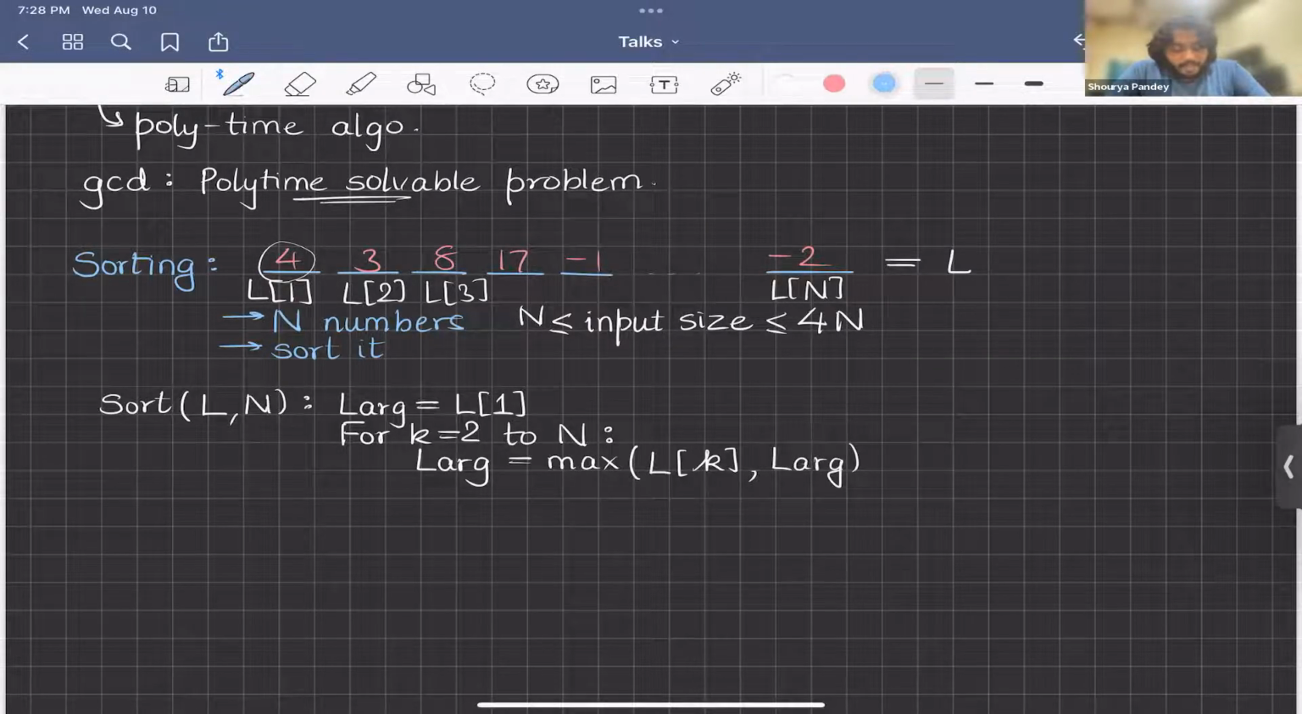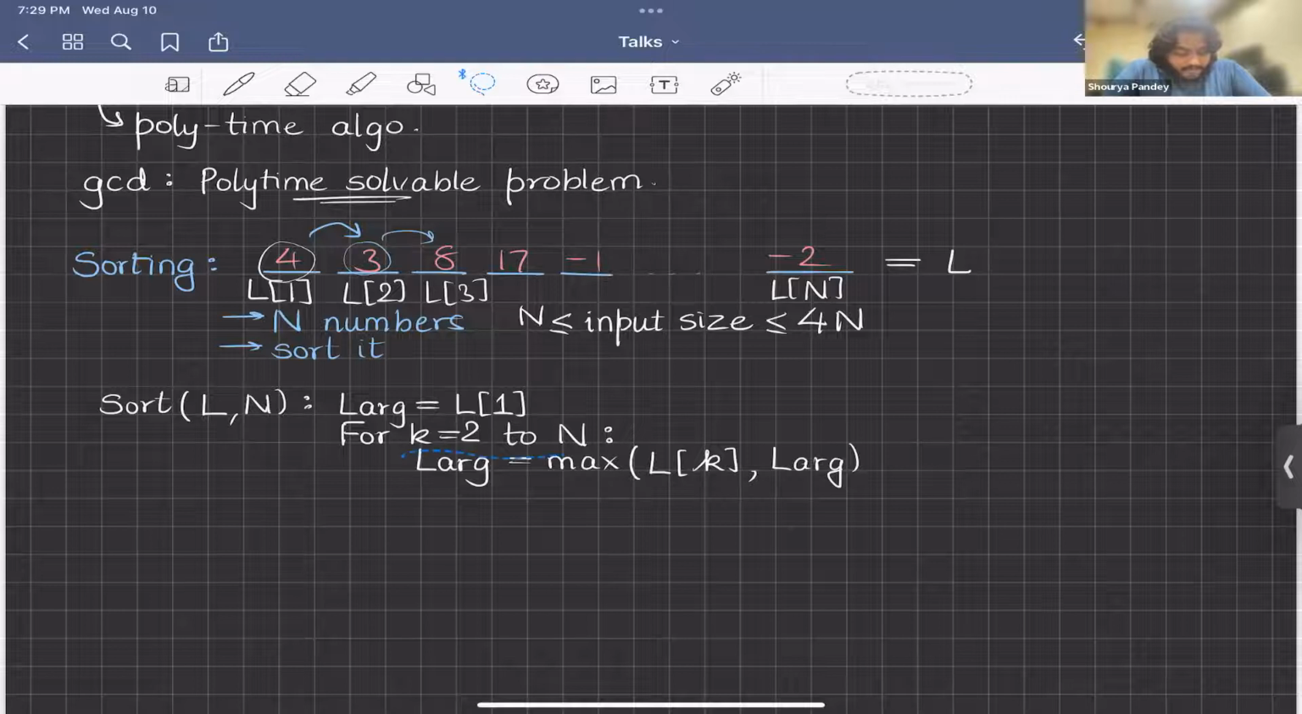Basically, what I'm doing is I keep track of the largest element that I've seen so far. So right now I've seen 4. Then I go to 3 and compare 3 and 4. And the max of those will be the new largest element. And then I go to 8. And then the max of 4 and 8, which is 8, would be the new largest element, etc.